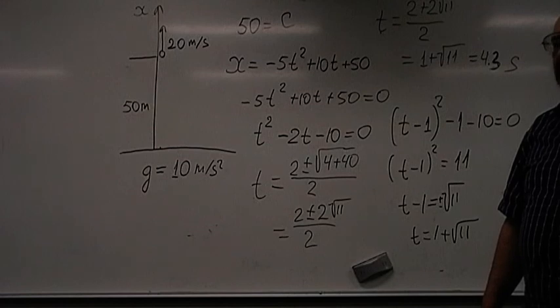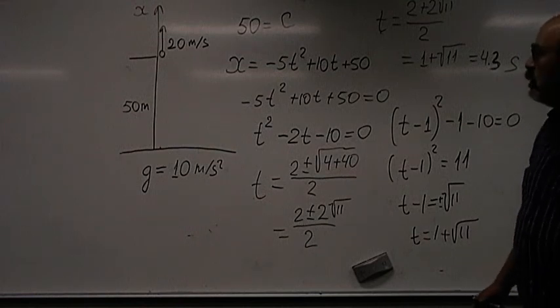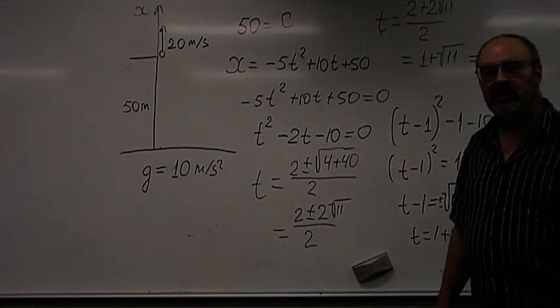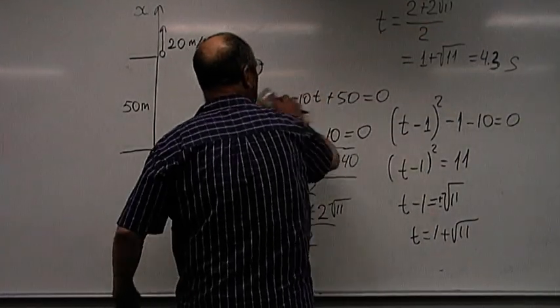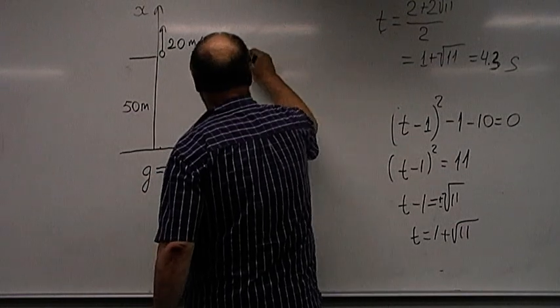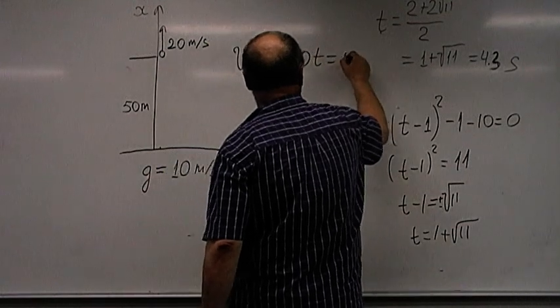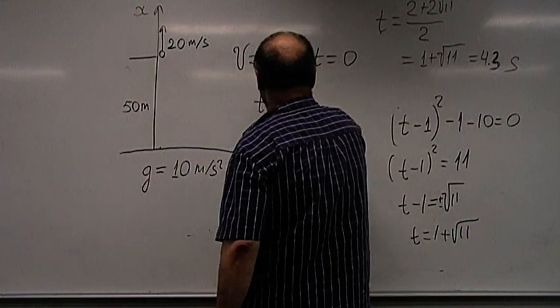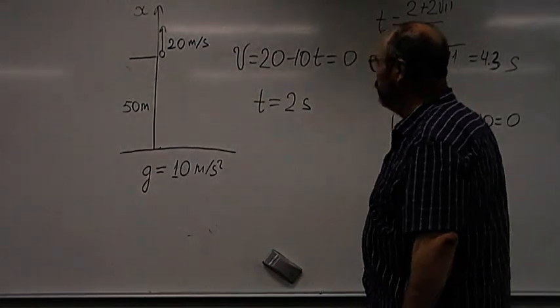It's actually hard. What do we need to do? The turning point. Turning point means velocity equals 0. The formula for the velocity was v equals 20 minus 10t. We equate it to 0 and we get t equals 2 seconds.